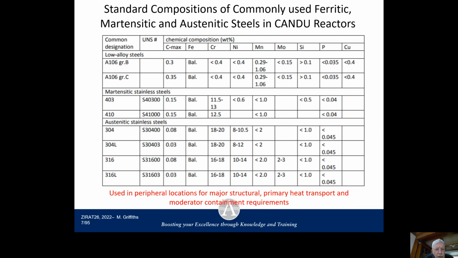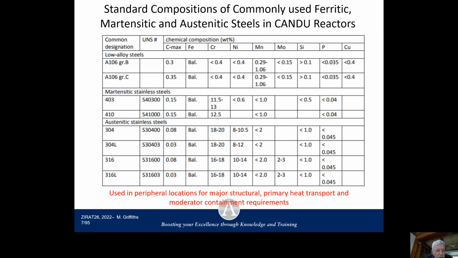Here's a table to show the main alloys used, the main martensitic and austenitic stainless steels used in the CANDU reactor. The low alloy steels here refer to feeder pipes. I mean, typically there are thick pipes which hold the coolant at the inlet and the outlet. And this is out of the course, so I'm not going to be talking about these at all. It's a similar kind of material to pressure vessel steels.